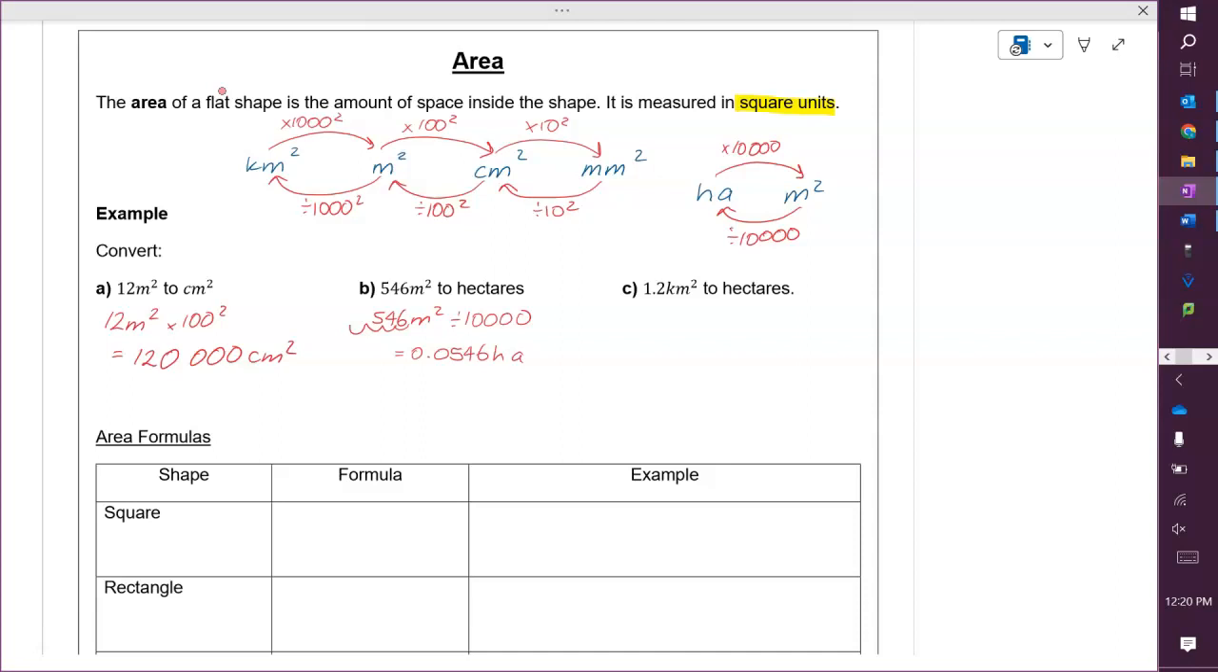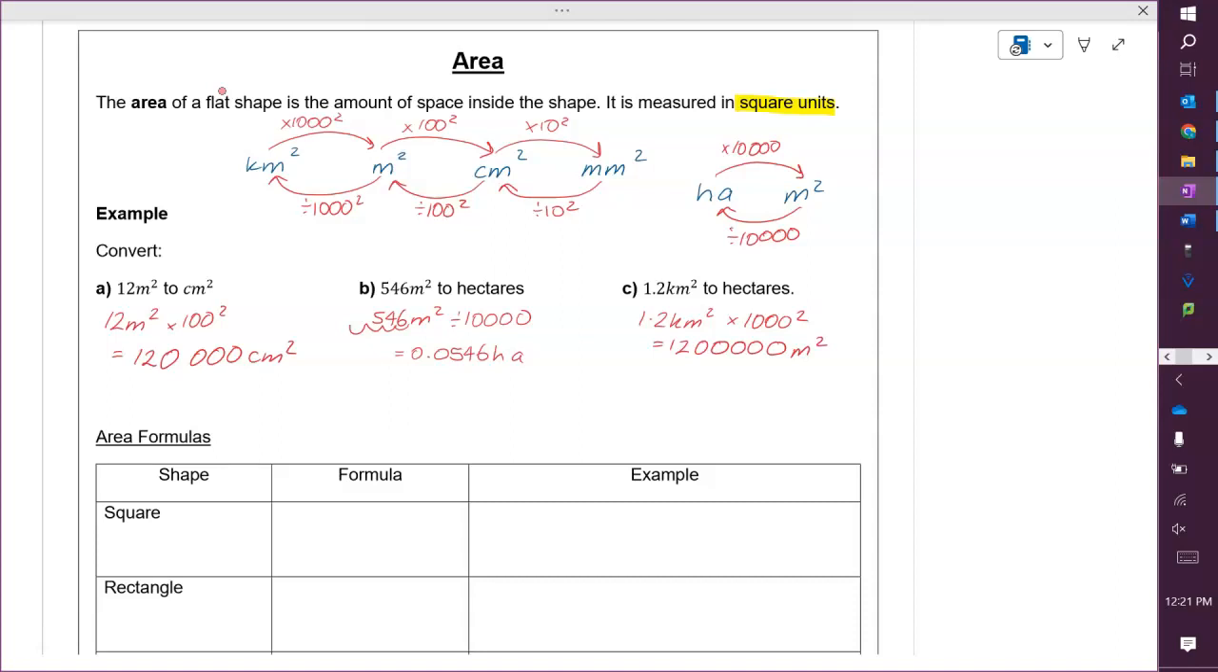And the last one, I'm going kilometres squared to hectares. So I don't have a conversion for that. So in order to do this, I need to convert my kilometres squared into metres squared. So I'm going 1.2 kilometres squared, and to turn it into metres squared, I'm multiplying by 1,000 squared. So multiplying it by 1,000,000. So that means I'm moving my decimal point 1 and then 5 more. So I'm going to have 5 zeros. So I end up with 1,200,000 metres squared.